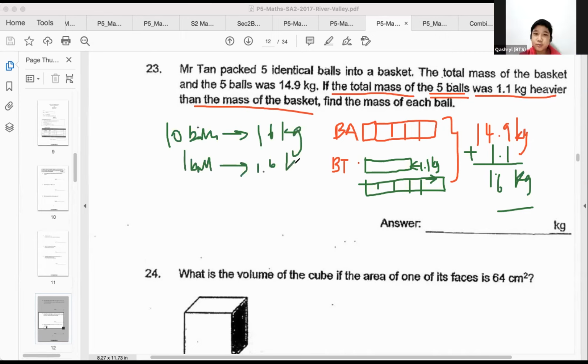Down here, can you see now? The basket is lighter than the ball. I don't know why the question is about ball. Yeah, they mention this could be metal balls lah. Okay, so one ball is 1.6 kg. You got your answer already, yeah?